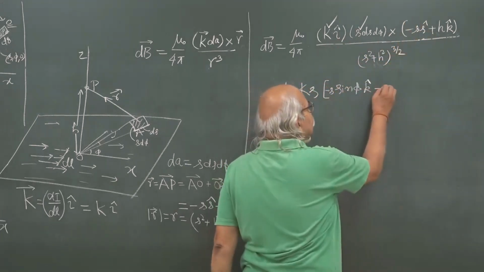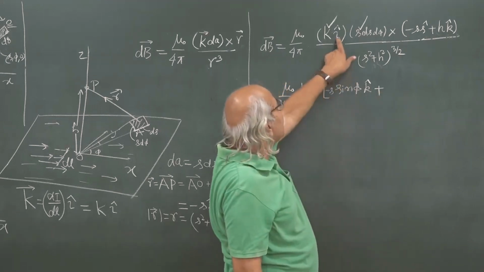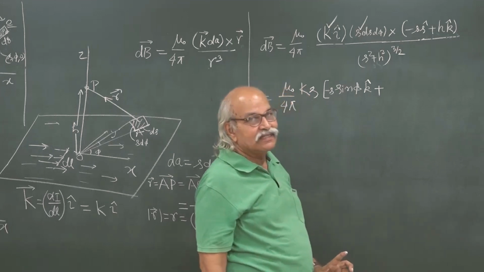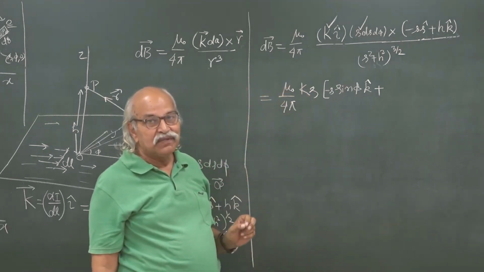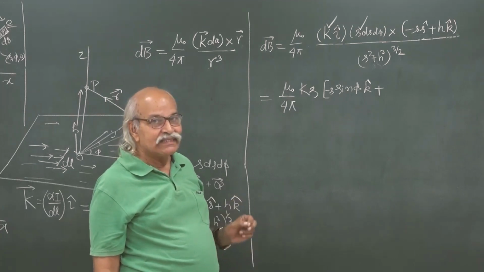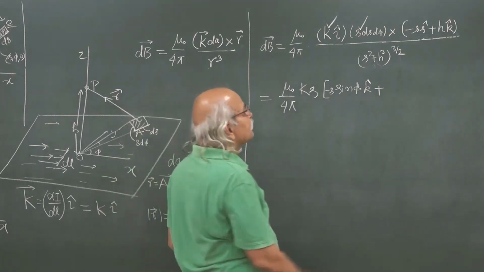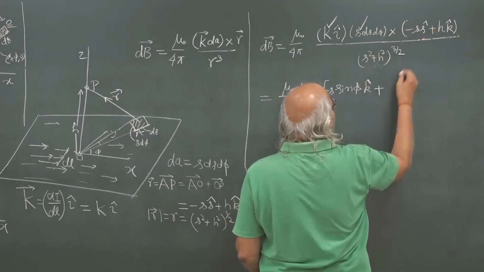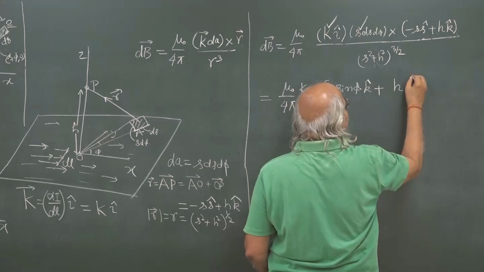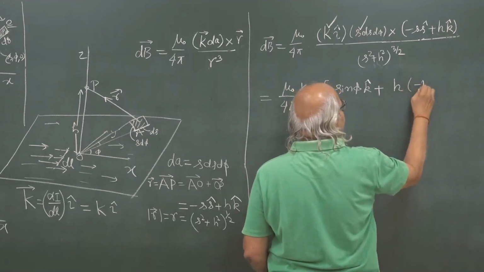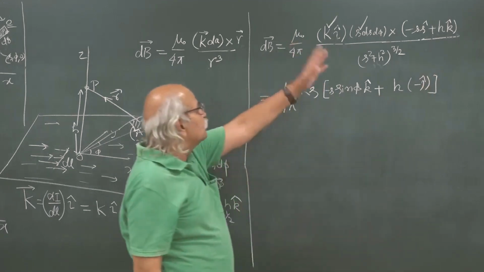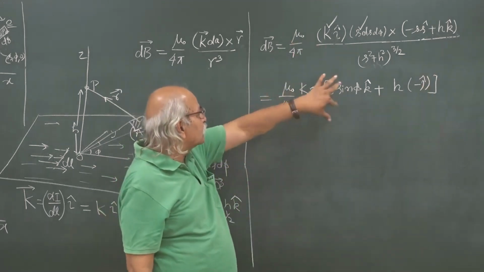Next term, this is I cap here and this is k cap here. So what does it give? I cap cross k cap gives you minus j cap. So it is h here and then it is minus j cap. That is the numerator. Let's cross check.